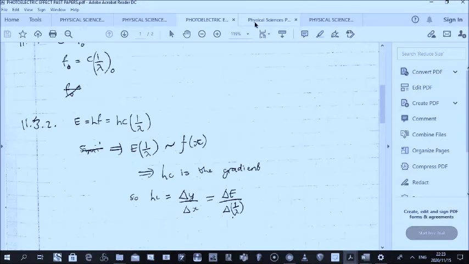So you can get Planck's constant from this graph through the gradient, because you would work out the gradient, which is equal to hc, and then divide by c on both sides, and that's how you would get an approximation or an estimation of Planck's constant.